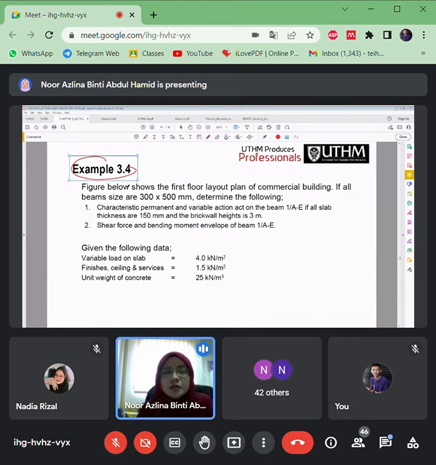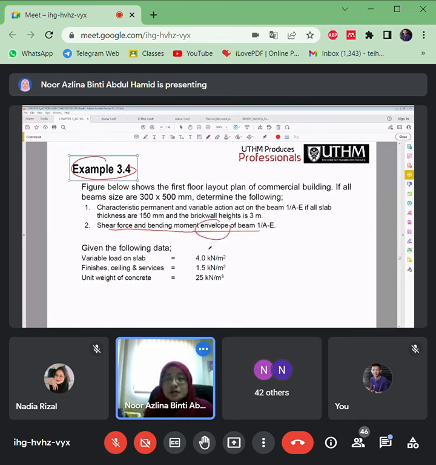Then this is an example for continuous beams. Again, for continuous beams, it's quite complicated. In order to produce the shear force and bending moment diagrams, you need to use the moment distribution method, moment stiffness, or a simplified method by using Table 3.5 in the British Standards. So in these examples, it mentions here to determine the shear force and bending moment envelopes.